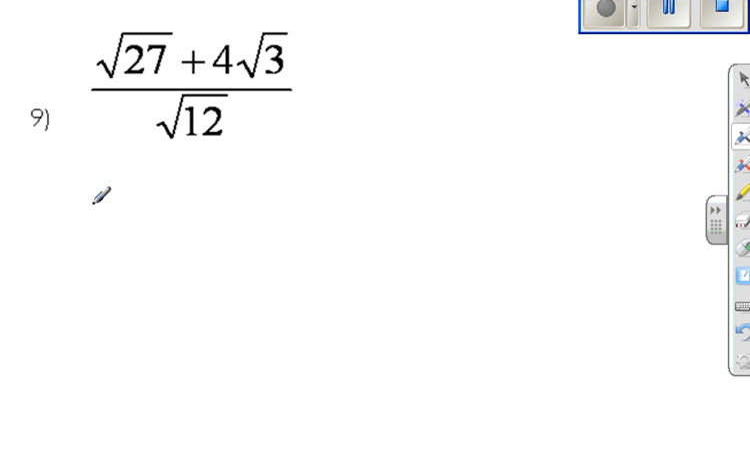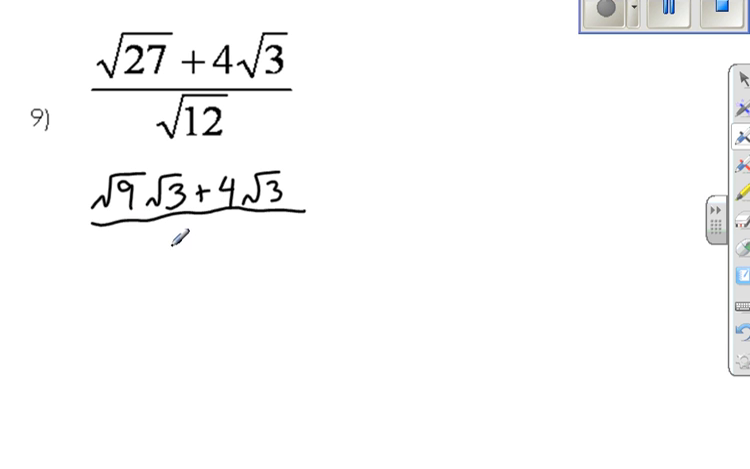So we're going to go ahead and simplify radical 27 so that it will be radical 9 times radical 3. Radical 3 can't be simplified any further. And radical 12 we can simplify to radical 4 times radical 3. We're going to take the square roots of the perfect squares. So we can take the square root of radical 9, which would be 3. So we have 3 radical 3 plus 4 radical 3 in the numerator.